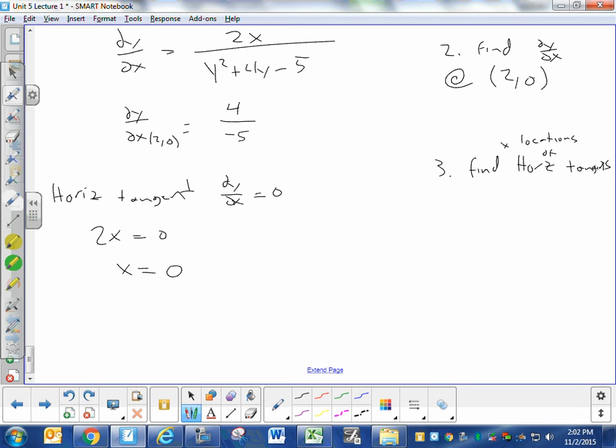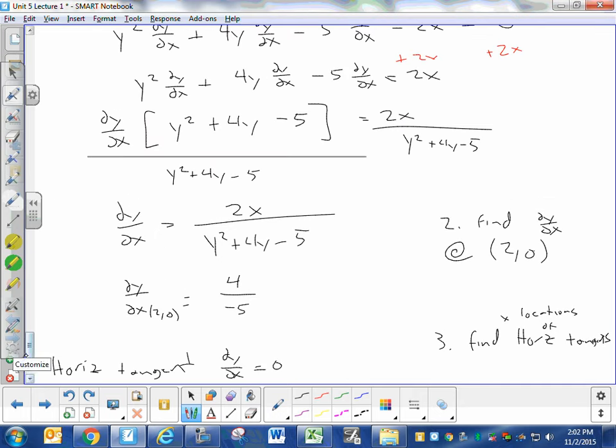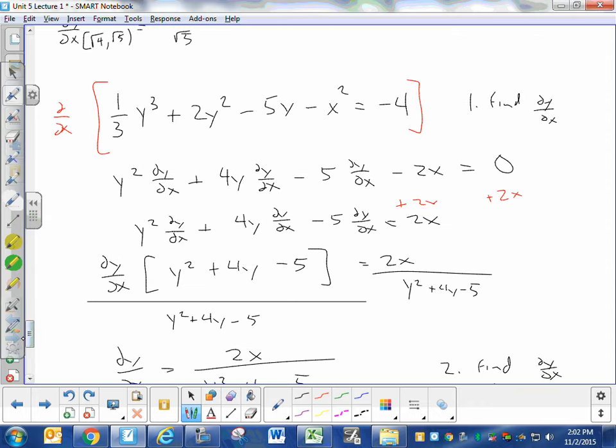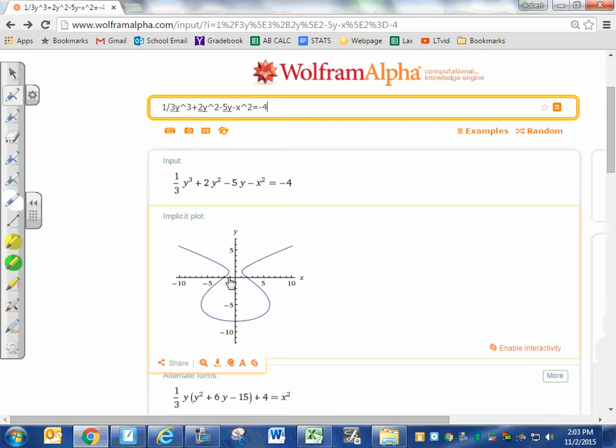Okay? So, now, in this situation, we could try to find the y's and the points. But if I try to find the y's in my original equation, it's going to be very difficult. I'd have 1/3 y cubed plus 2y squared minus 5y minus 0 equals -4. You're not going to be able to solve that by hand. Okay, which is why the question will be designed so that you can do it by hand. In this situation, you find that when x is 0, if you look at your graph, when x is 0, here is your horizontal tangent.